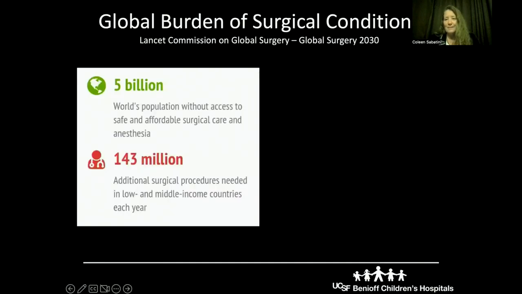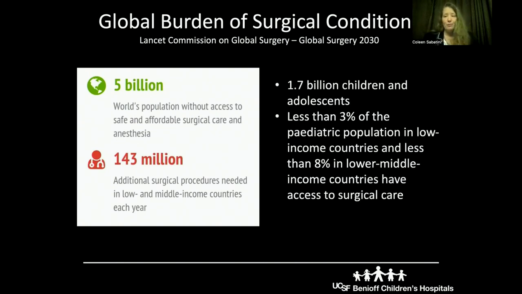We know that the conversation around global surgery really changed in 2015 when the Lancet Commission report Global Surgery 2030 was released, because this really brought to the forefront issues of access to surgical care and the significant disparities and inequities that exist in the world. So 5 billion people lack access to safe and affordable surgical care and anesthesia. And if we were to make up for the deficit of additional surgical procedures that were needed in low and middle income countries, we'd need to do 143 million additional surgical procedures every year.